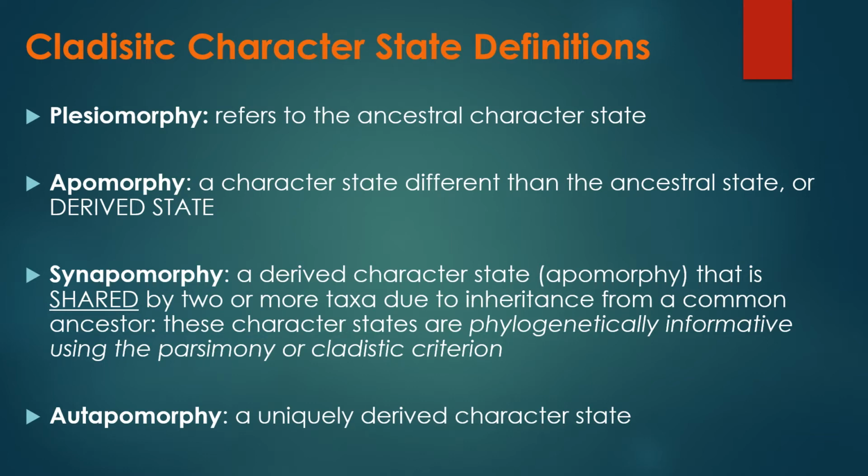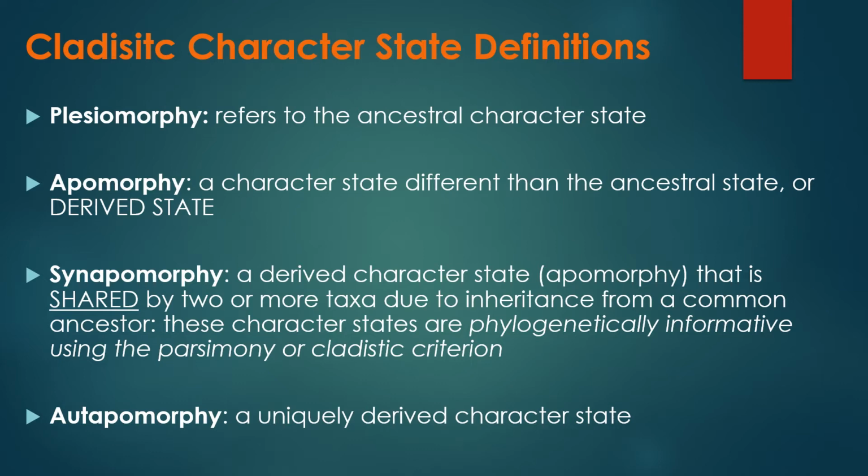So this relates to what's called plesiomorphy, which is the ancestral character state, the original sequence. You also have apomorphy, which is a character state that is different from the ancestral state, what we call a derived state or derived characteristic, right? You have synapomorphy, which is a derived character state that is shared by 2 or more taxa due to inheritance from a common ancestor. These character states are phylogenetically informative using the parsimony or cladistic criteria.